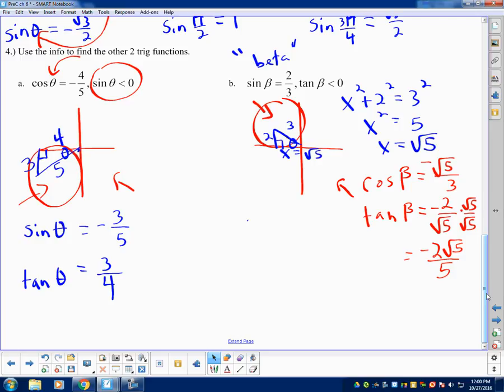All right, so you're drawing reference triangles, drawing the angles coming up from the x-axis, labeling it, finding the missing side, and then using the definition to figure out the missing trig ratios. Okay, any questions on that? So review, I think, for you guys.